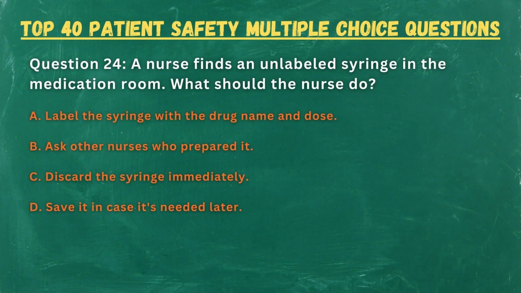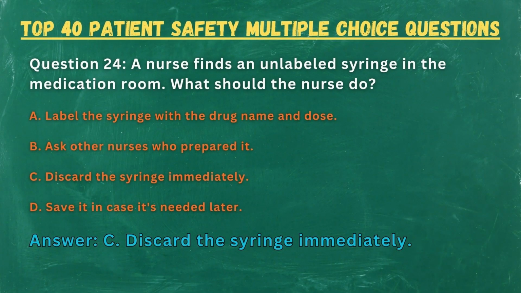Question 24. A nurse finds an unlabeled syringe in the medication room. What should the nurse do? A. Label the syringe with the drug name and dose. B. Ask other nurses who prepared it. C. Discard the syringe immediately. D. Save it in case it's needed later. Answer: C. Discard the syringe immediately.